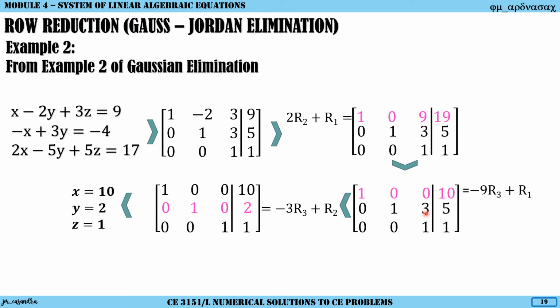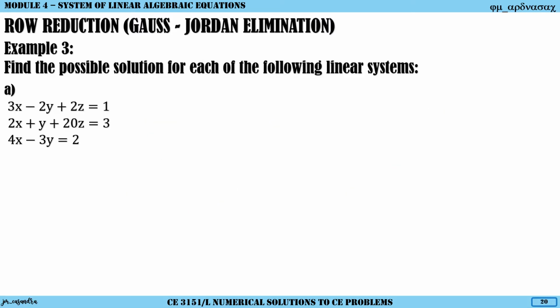Or this now is written as x is equal to 10, y is equal to 2, z is equal to 1. So if we're going to check again, we also have the same values for x, y, and z with our Gaussian elimination process. So let's solve another example for Gauss-Jordan elimination.